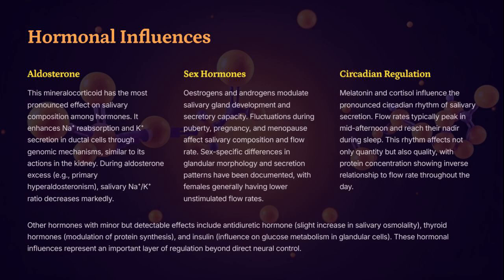Now let's see how hormones affect your salivary secretion, because yes, your endocrine system also plays a part. The most important hormone here is aldosterone, which helps control the sodium and potassium balance in your saliva. Just like it works in your kidneys, aldosterone tells the ductal cells to reabsorb more sodium and secrete more potassium. So when aldosterone levels are high, your saliva ends up with less sodium and more potassium.